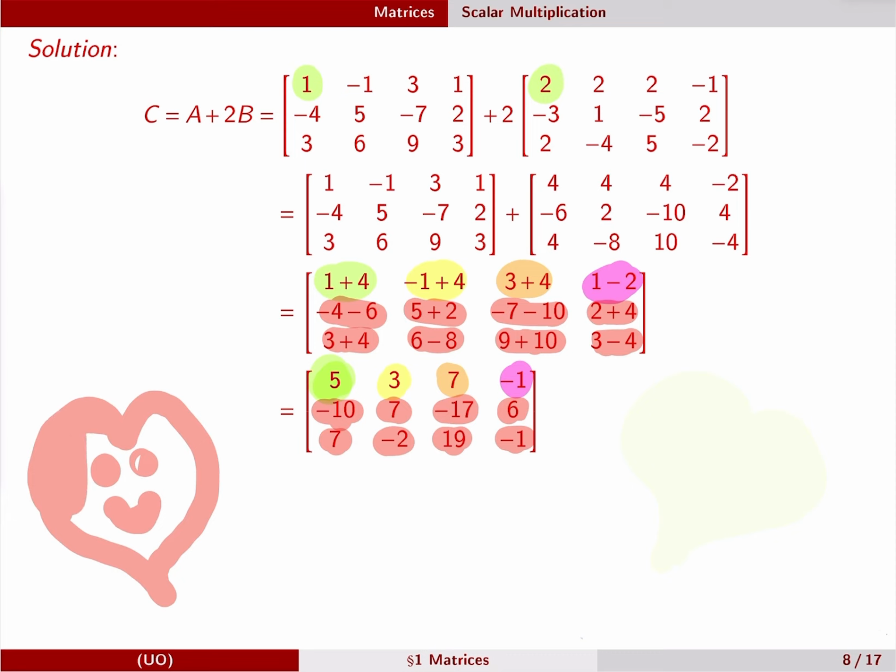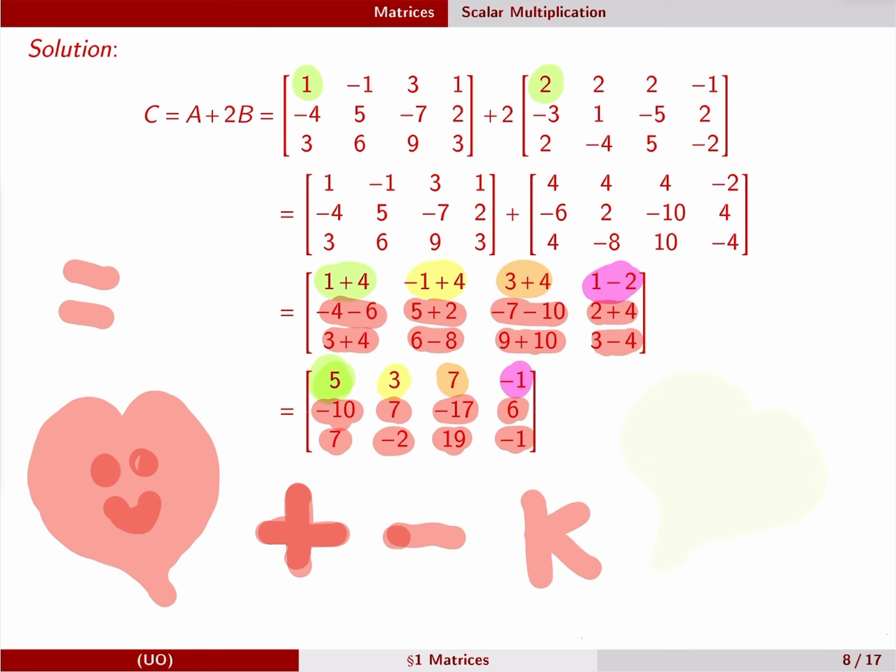All right, so that was this video about checking when two matrices are equal, how do you add two matrices, how do you subtract two matrices, and how do you multiply a matrix by a number? That's it. That's all. Bye-bye.